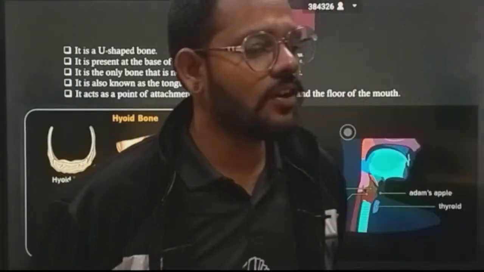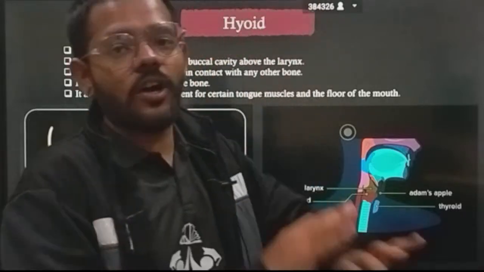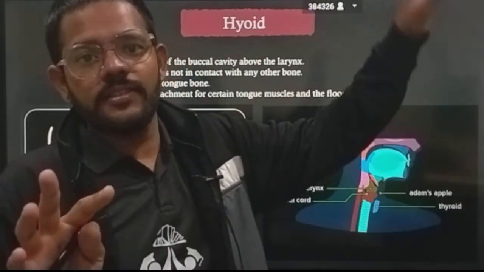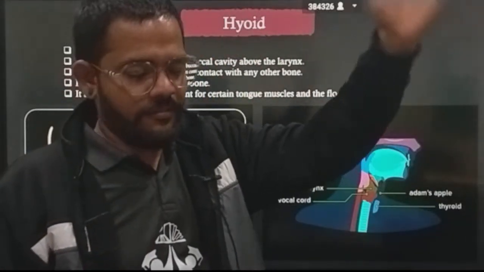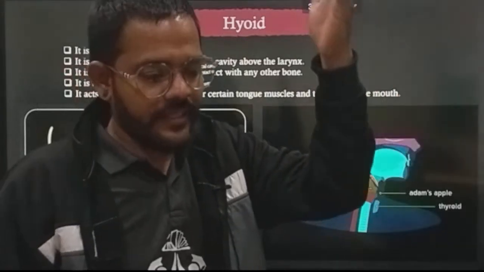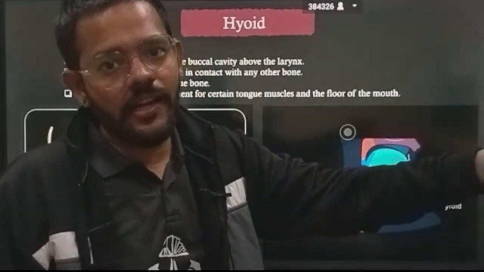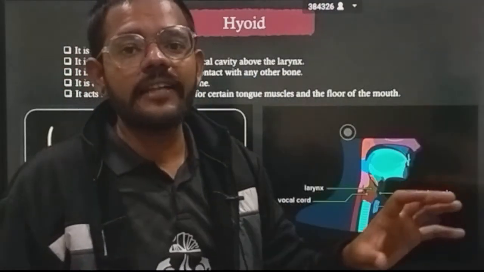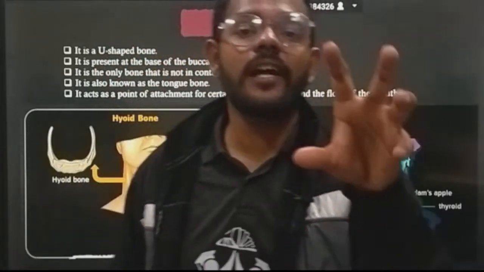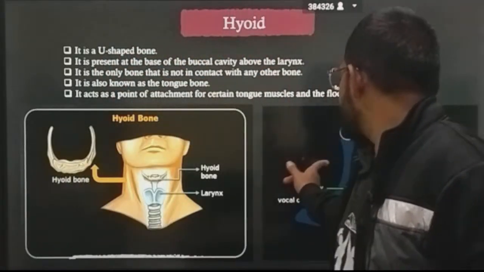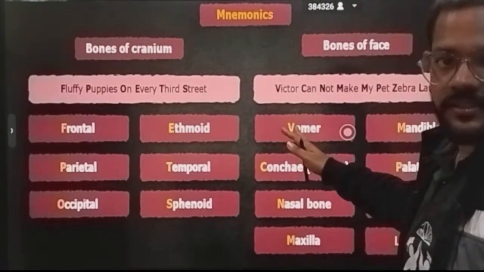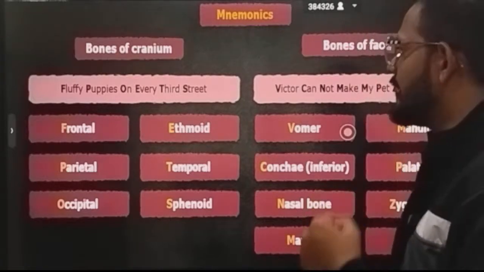So this is your hyoid bone, and all these facial bones, your cranium, ear ossicles, and hyoid, together come and make your skull. Next, we have mnemonics, how you remember the names.